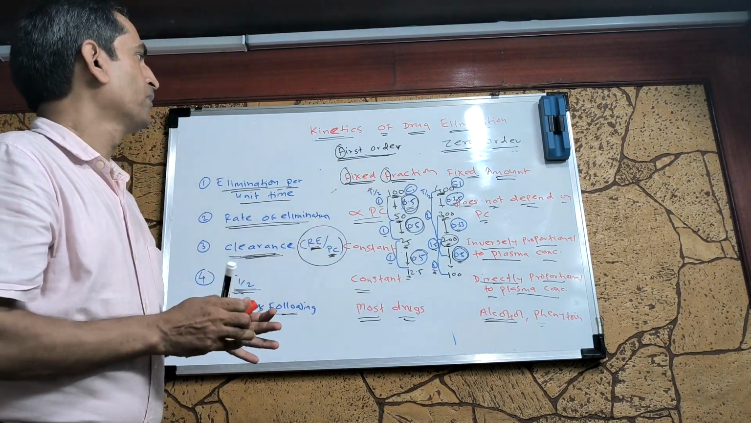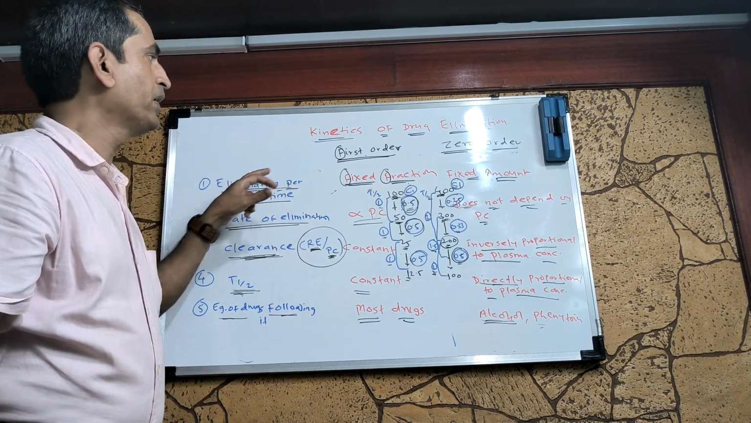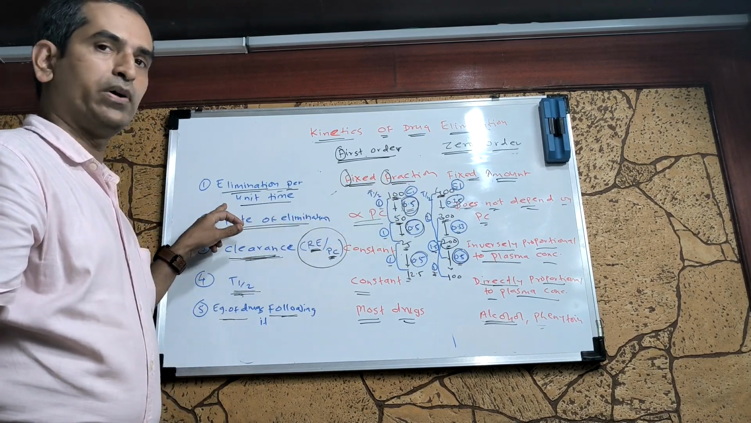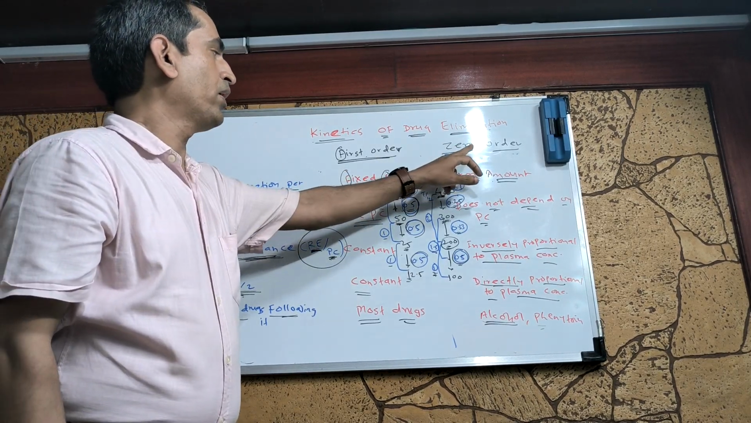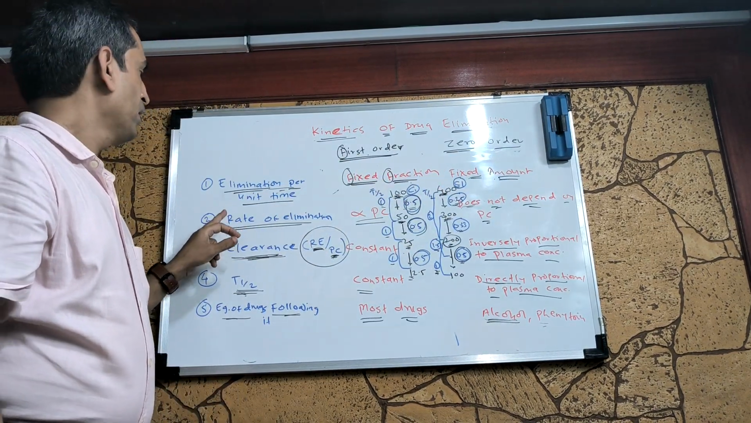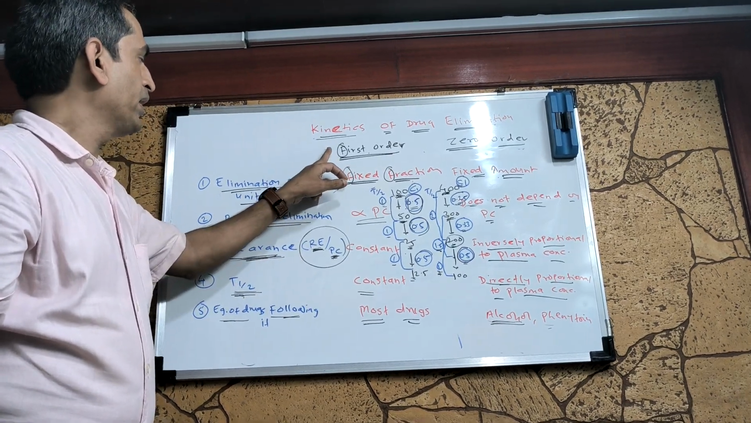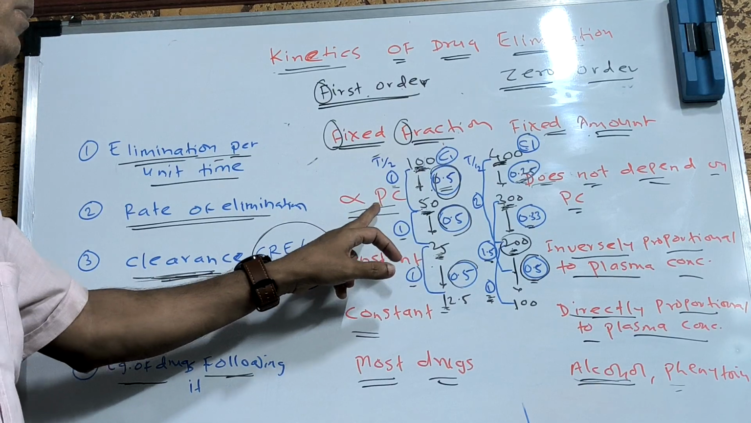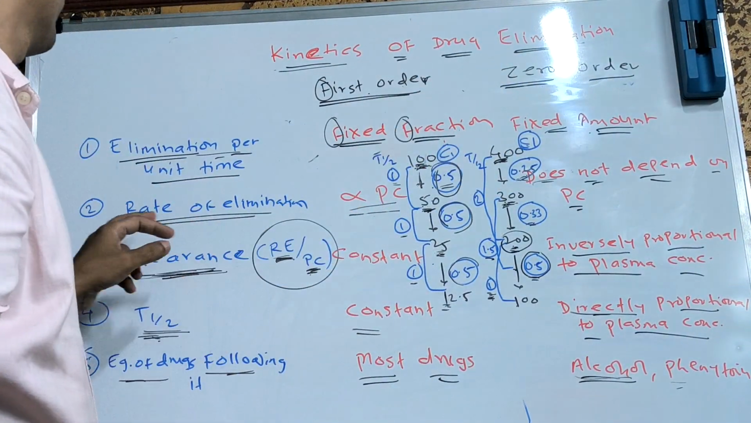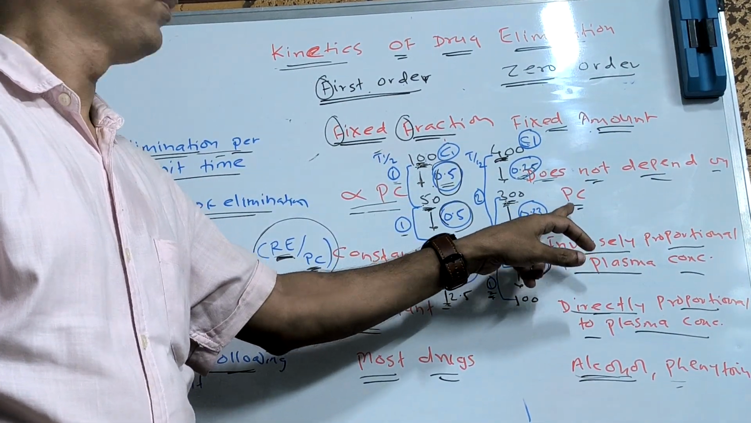Just to summarize, elimination per unit time: in case of first order kinetics, a fixed fraction of the drug is eliminated per unit time. In the zero order kinetics, a fixed amount of the drug is eliminated per unit time. As far as the rate of elimination is concerned, in the first order kinetics, the rate of elimination is directly proportional to plasma concentration, whereas in zero order kinetics, the rate of elimination is not dependent on the plasma concentration.